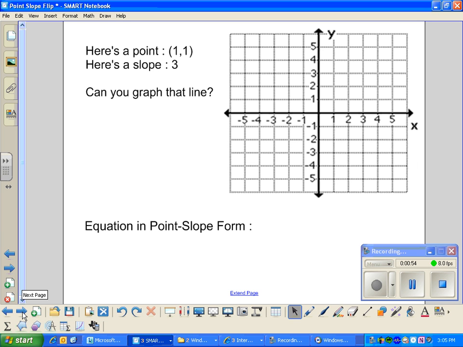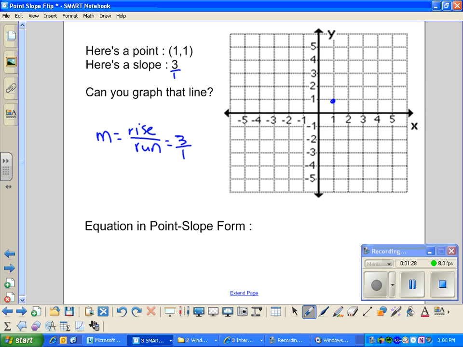Okay, we're going to start out with something you know. If I give you a point and I give you a slope, all I'm asking you to do is graph that line. So let's see, I'm looking for the point 1, 1, and I know that my slope is 3. How am I going to use that to graph my line? Well, I know that slope is rise over run, which I can always put a whole number over 1, so 3 equals 3 over 1.